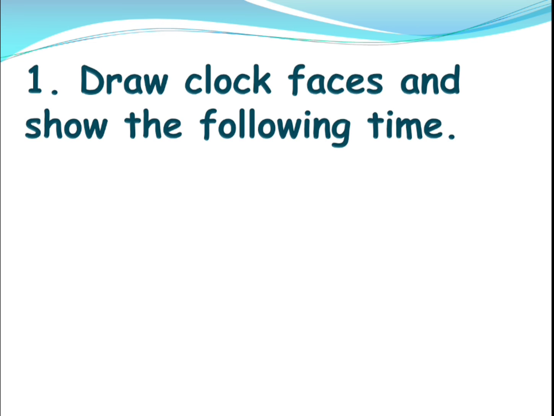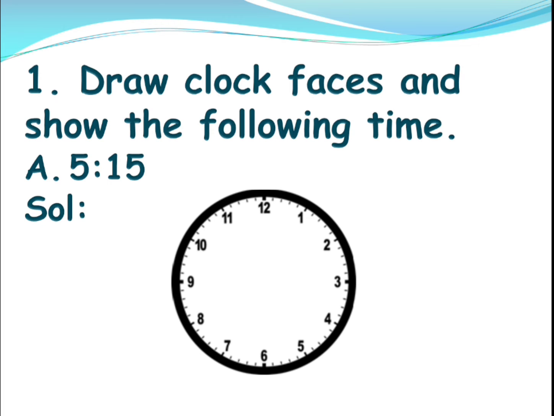Draw the clock faces and show the following time. So we need to draw the clock face, which can be any shape. Clock means you have square, rectangle, any shape, but I prefer a circle. Okay, circular face. The time is 5:15, so 5:15 we have to draw. Let's first draw the clock face. So this is your clock face. Now 5:15 means the first number represents the short hand, so it should be 5 like this.